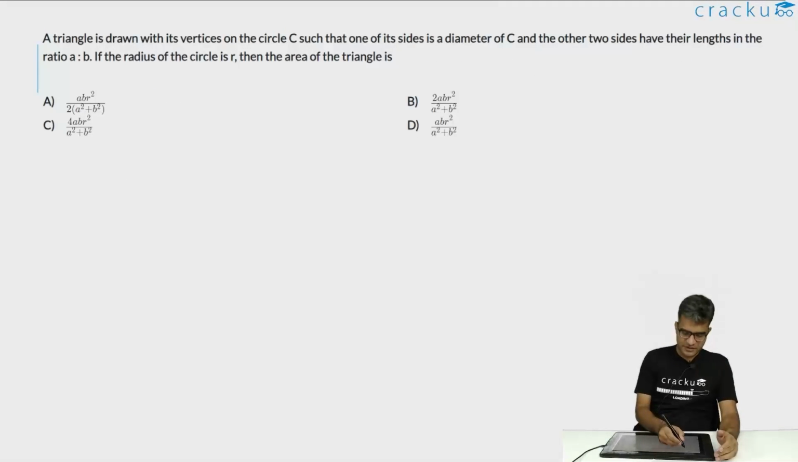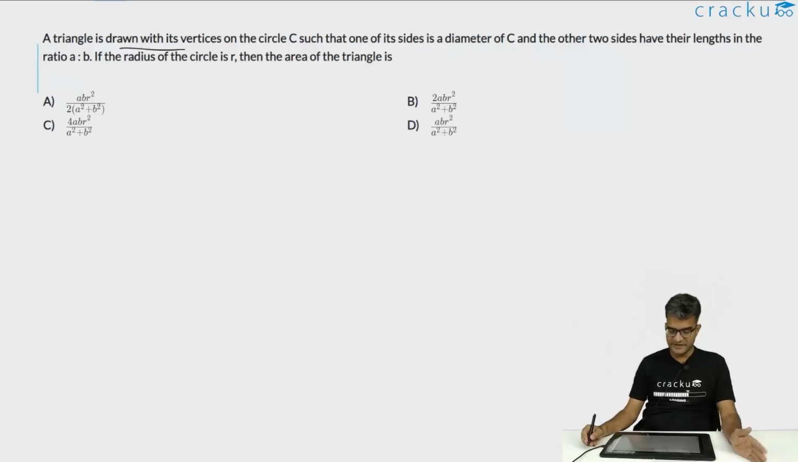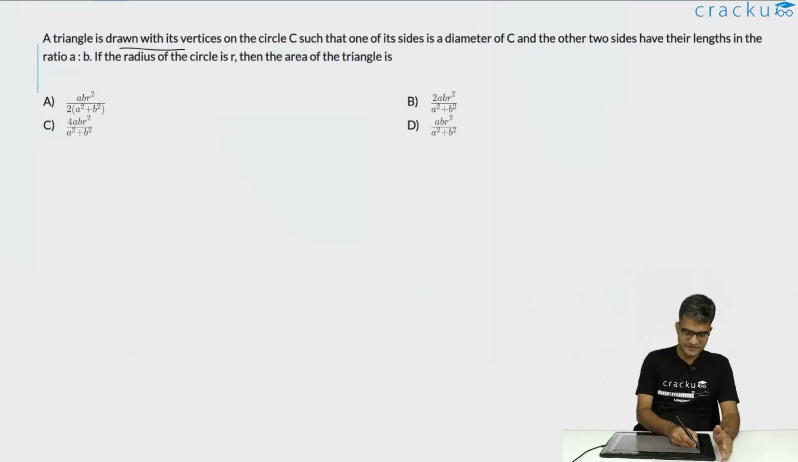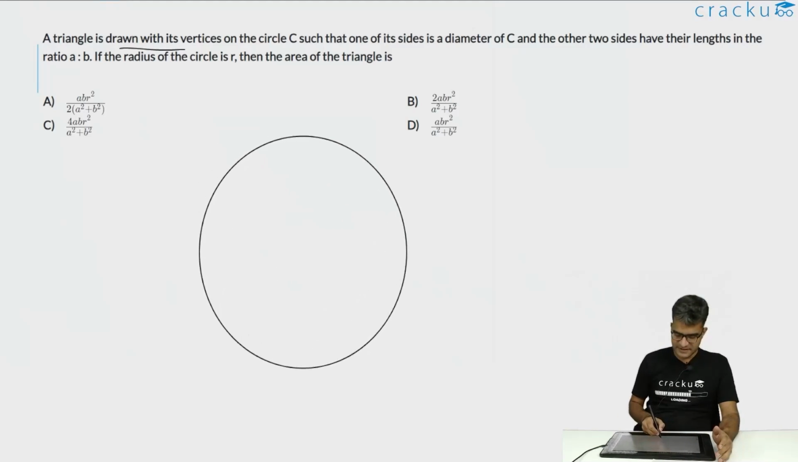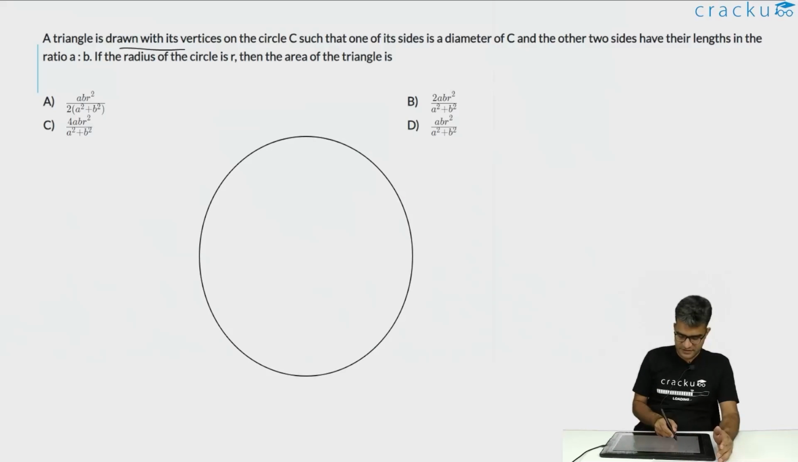In this question we are told that there is a triangle which is drawn such that the vertices of the triangle are on a circle C. So let us assume that this is how the circle is, and this is how the triangle is. One of the sides of the triangle is the diameter.